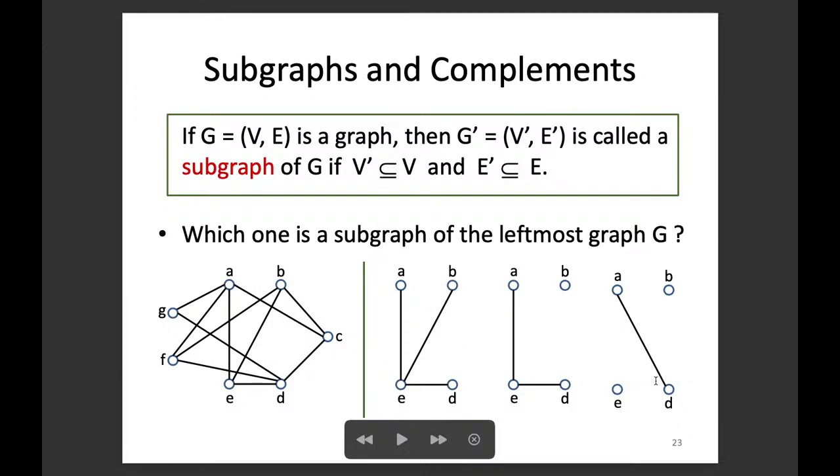Now how about this? This one, we have A, B, D, E, and then we have an edge joining AD. But we see that in the original graph, there is no such edge. So in this case, this is not a subgraph. Okay. Now a subgraph doesn't require that we must have all the edges between the selected nodes to be present.